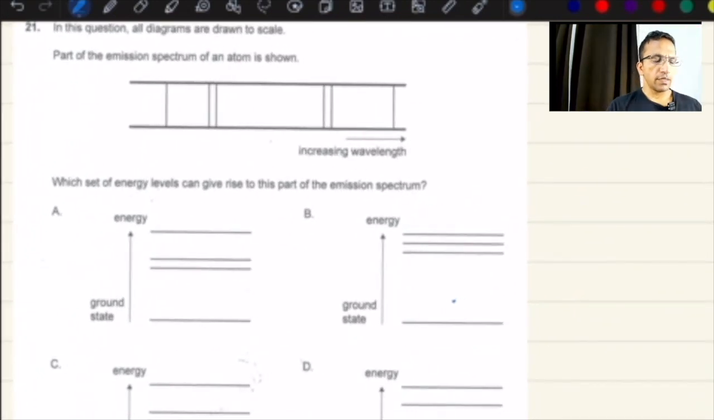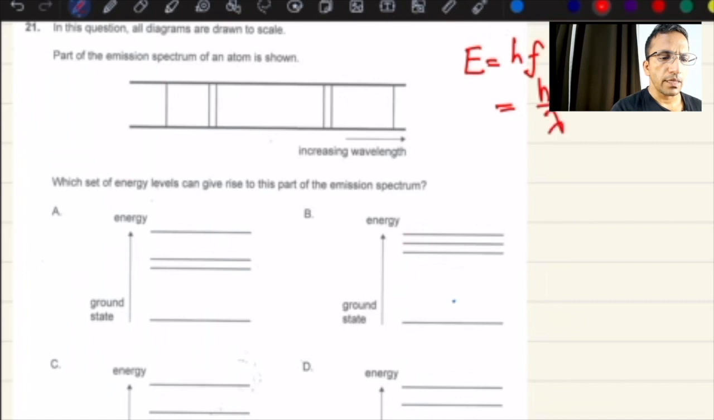Question number 21. This is a common question in IB. First thing to understand the background knowledge is, when an electron falls from a high energy level to a lower energy level, the energy of the transition decides the frequency of the photon, or you can say the energy of the transition decides the wavelength of the photon, right?